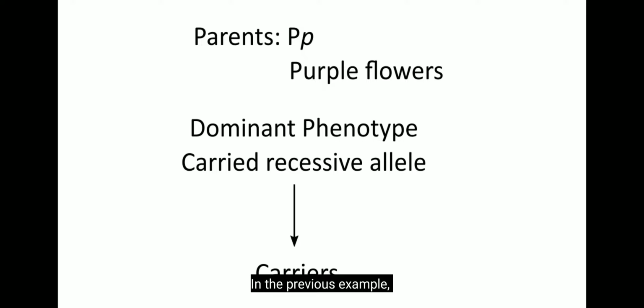In the previous example, the parents had the dominant phenotype, purple flowers, but carried the recessive allele. Such individuals are called carriers. They do not display the recessive phenotype, but they can pass on the allele for this recessive phenotype to their offspring.